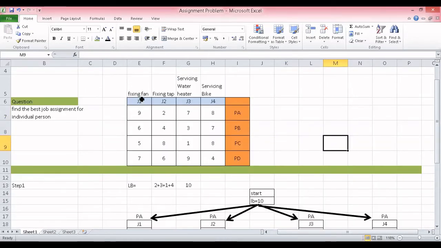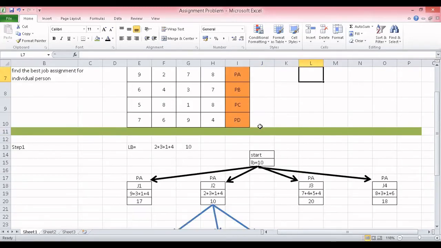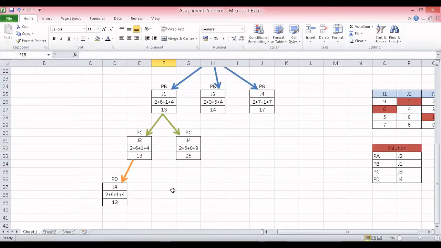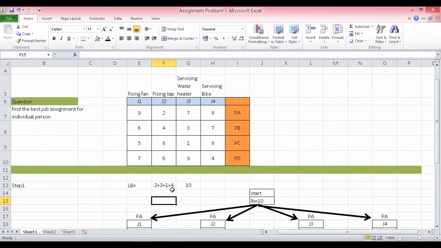So just assume job 1 is fixing a fan, job 2 is fixing a tap, job 3 is servicing a water heater, job 4 is servicing a bike. Simply just an assumption. Now, you have to assign these jobs to these 4 persons: person A, person B, person C, person D. You have to assign the jobs in such a way that the amount spent by you is minimum. So this is called a minimization problem. Always for a minimization problem, we have to calculate the lower bound.